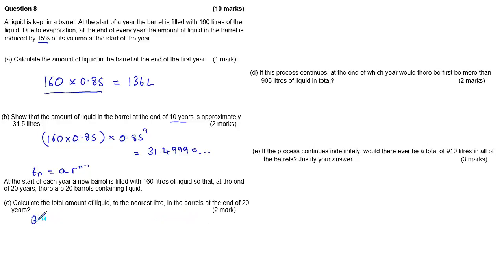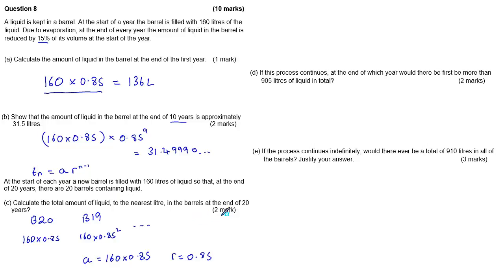So if we think about barrel 20, the one that was filled that year, we know that that will have in it, at the end of the year, 160 times 0.85. Barrel 19 will have had 2 years of evaporation, so that's going to be 160 times 0.85 squared, and so on. So we can see that we have a geometric sequence with A being 160 times 0.85, which of course we know is 136, and R is 0.85.